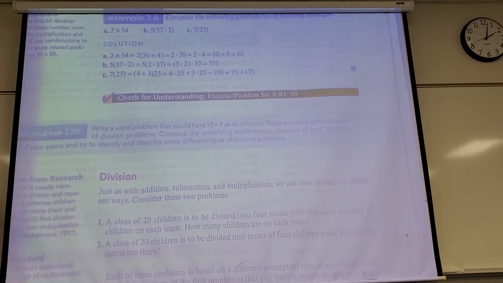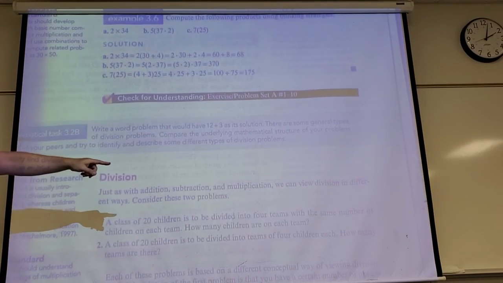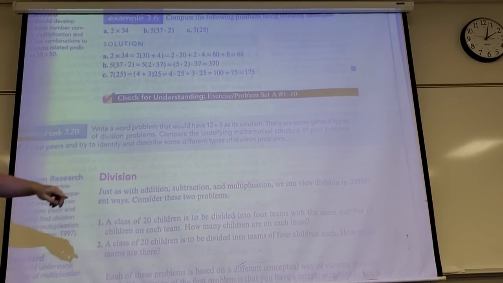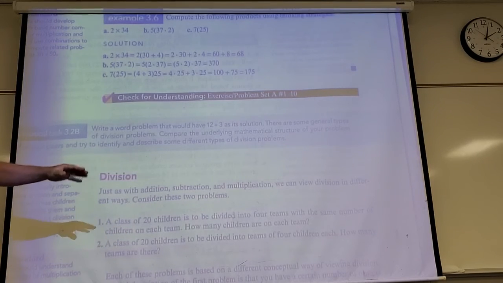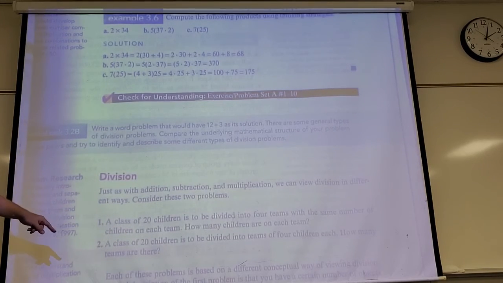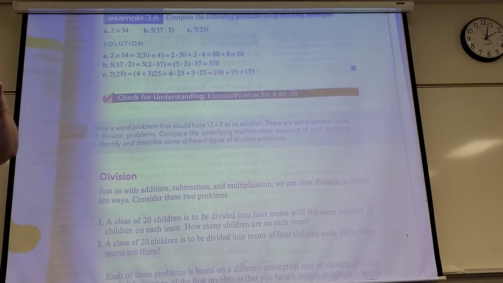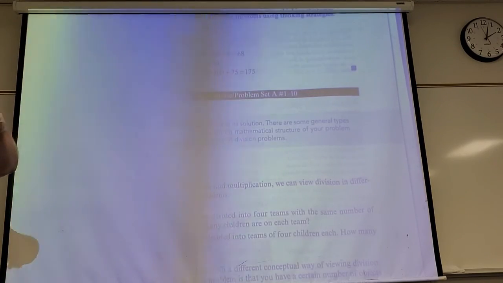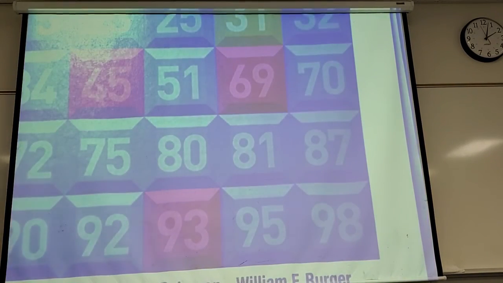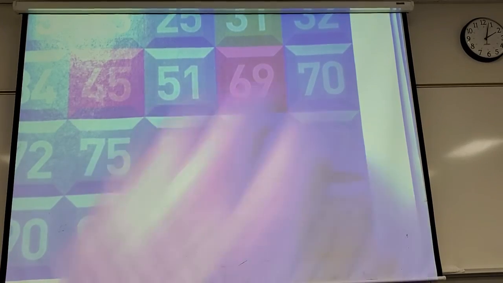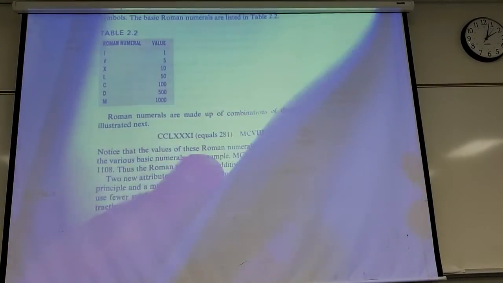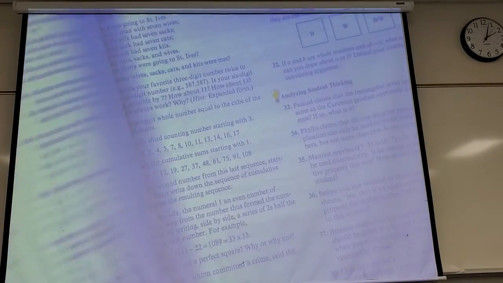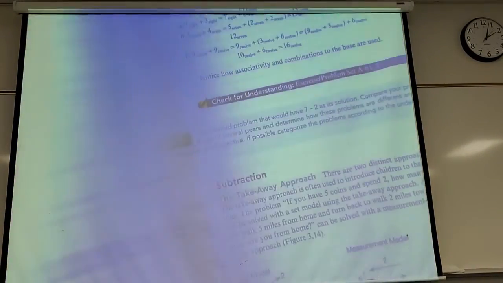So, two problems. A class of 20 kids to be divided into 4 teams. How many are on each team? A class of 20 kids divided into teams of 4 children. How many teams are there? That kind of captures those two different approaches, right? Crazy thing. So there's one that's called sharing, and that is the first one.